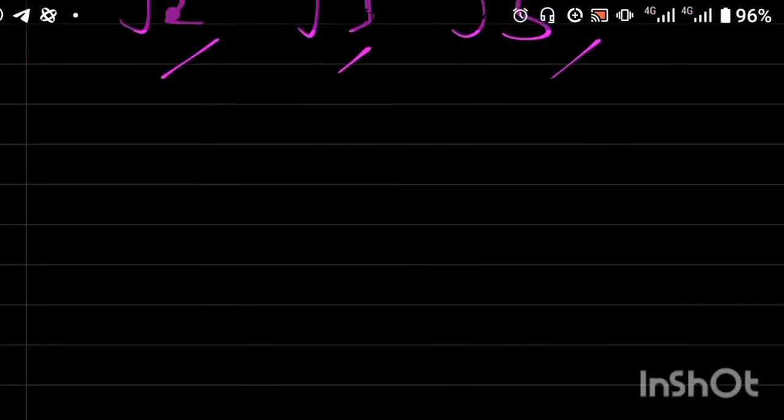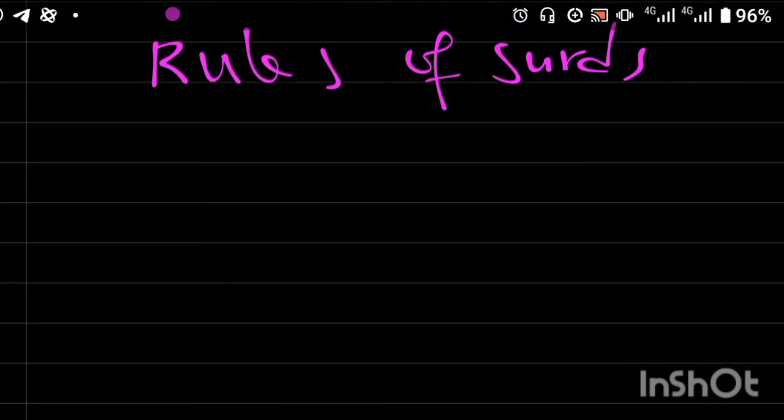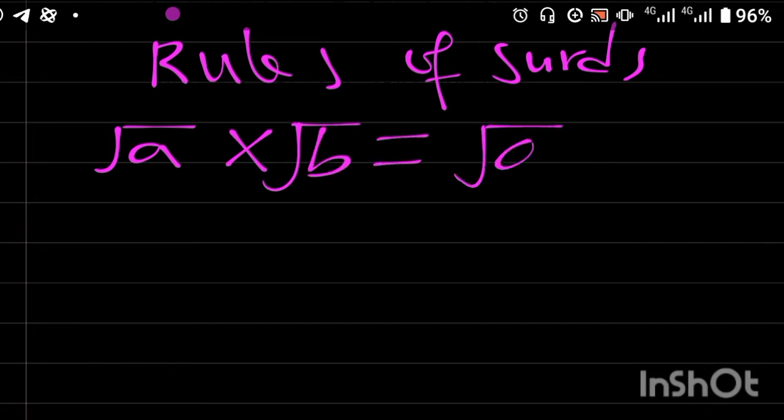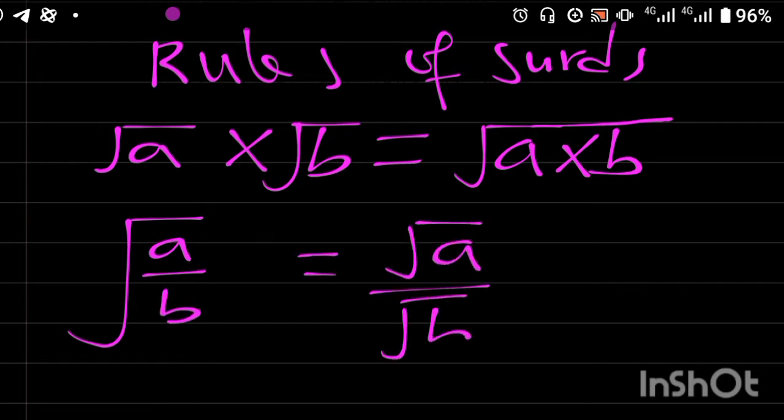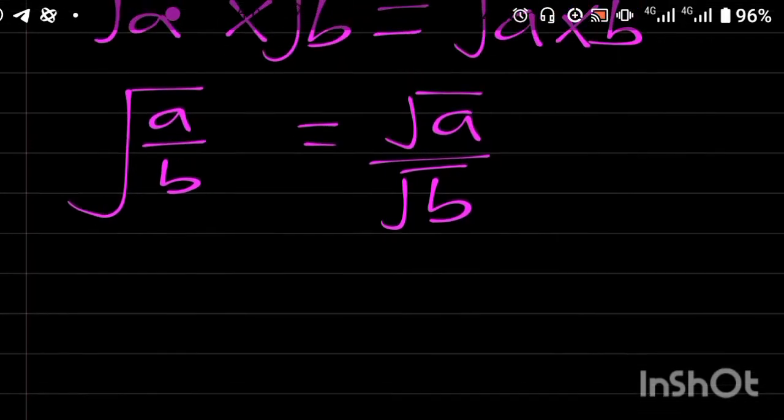Now let's go to the rules of surds. Some of the rules of surds are written alongside as part of the laws of indices. If I have root A times root B, it is the same thing as what? Root A times B under the same square root. And if I have root A divided by root B, it is the same thing as root A over root B. These are the two basic rules of surds.